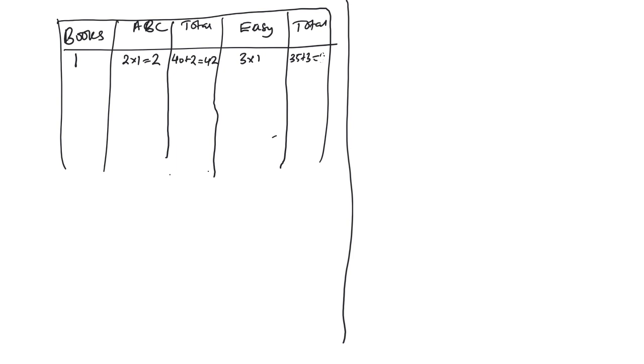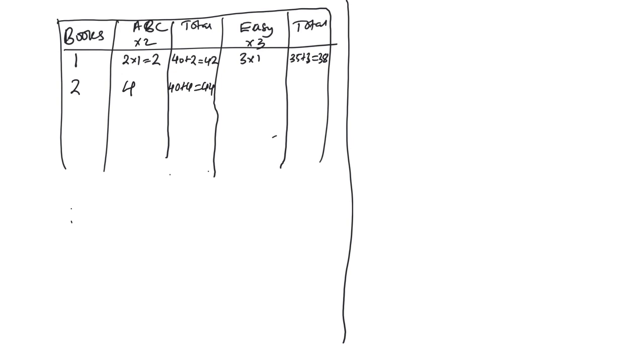This is going to be 38, okay? This will be 38. Now, assuming we read 2 books, this will be times 2 always, and this will be times 3. So 2 times 2 is 4, and the charge will be 40 plus 4, which is 44.